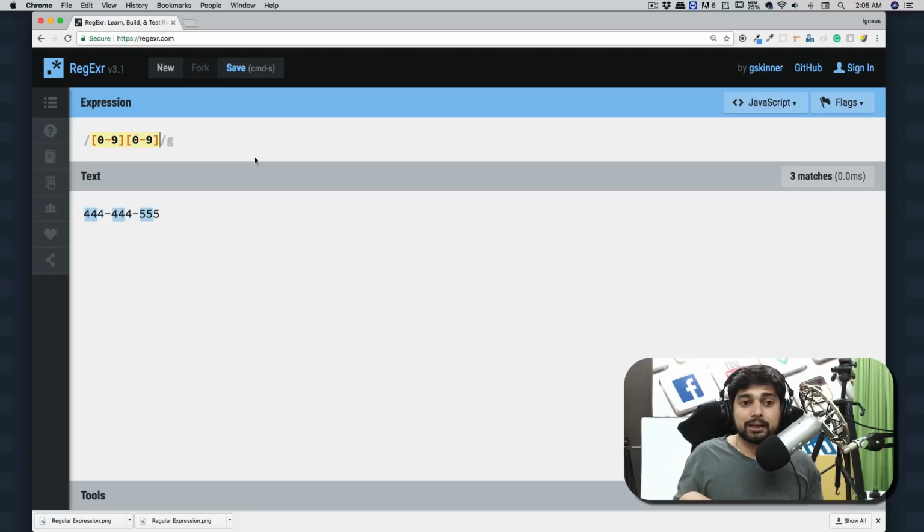Second also 0 to 9. Third also 0 to 9. Now notice I'm putting a dash here. Then 0 to 9. 3 characters after that. All of them are 0 to 9. And then a dash and 3 here.